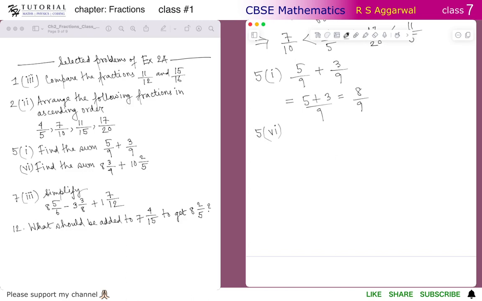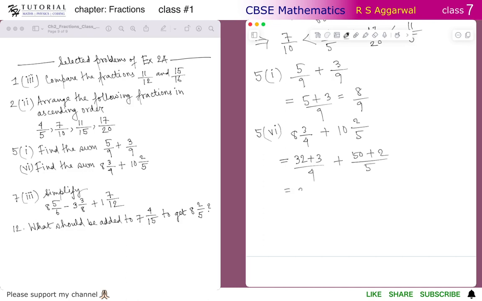Part 6 of question 5, find the sum 8 upon 3 by 4 plus 10 upon 2 by 5. So we are given two mixed fractions. So how do we add two mixed fractions? First, we convert the mixed fractions into improper fractions. One way is you convert both the mixed fractions to their equivalent improper fractions, which will be 32 plus 3 by 4 plus 50 plus 2 by 5.